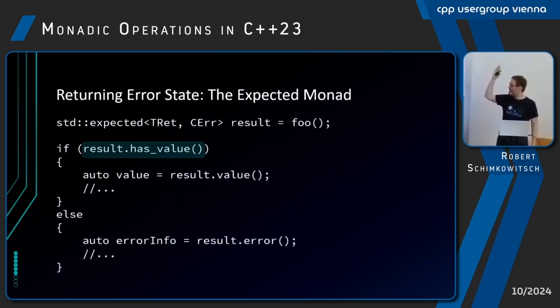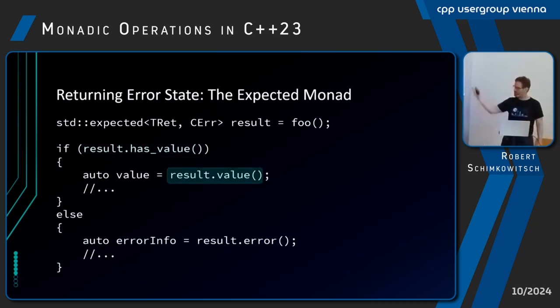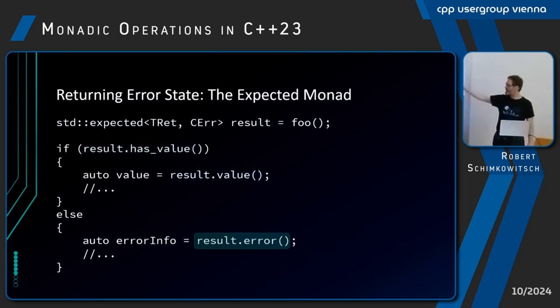Expected is very similar to use compared to optional. I can check if it has a value. I can get the value. And now I can alternatively get an error. Expected always contains either a value or an error.